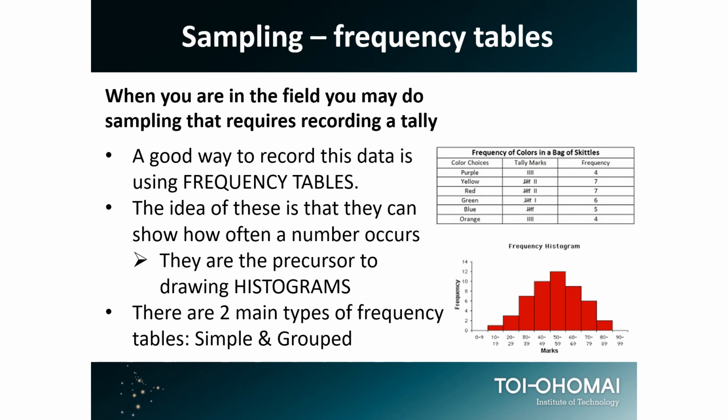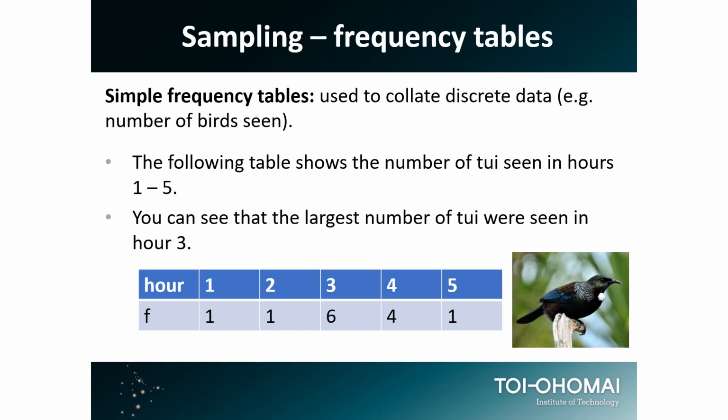Frequency tables are a way that we often record data. You have one category across the top, and then something down the side, and then you just mark how often it happens. For example, how many did you see, and what hour did you watch? So for the first hour, you recorded 1 tui, and then the second hour you recorded 1 tui, and the third hour you recorded 6 tuis. This is called a frequency table.